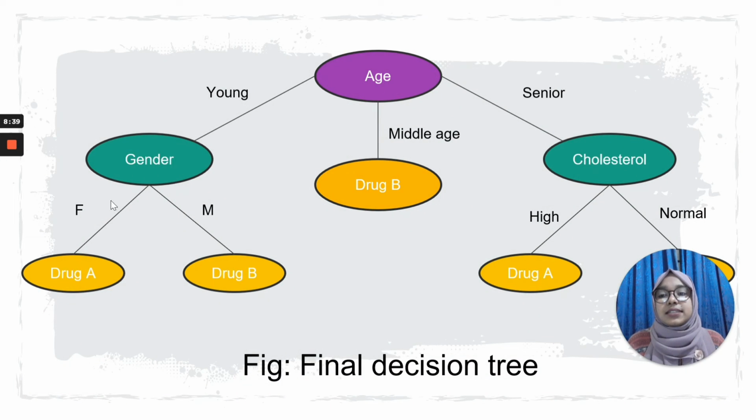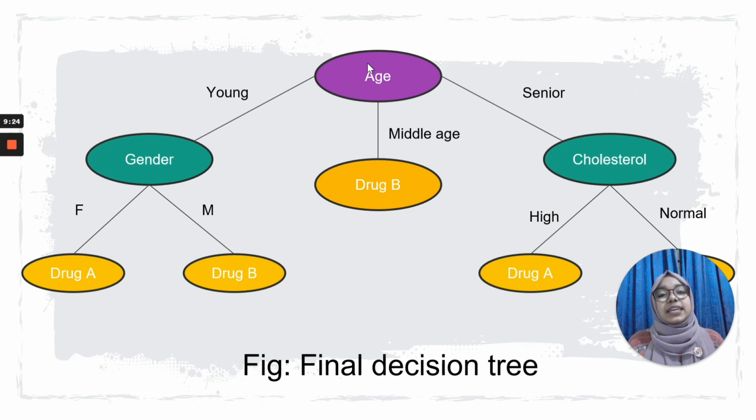Then we take the node gender. Gender has two categories of values, which are female and male. If we find young and female, it belongs to drug A, so we take the child node drug A, and young and male takes drug B. After that, for the age value of middle age, all belong to drug B, so we directly connect the child node drug B.